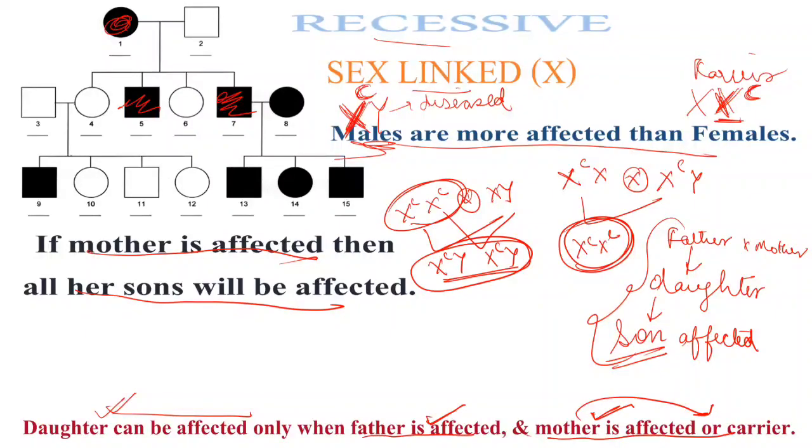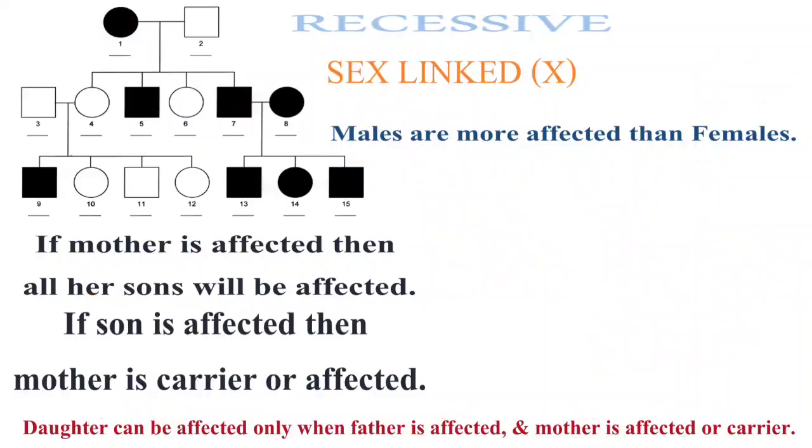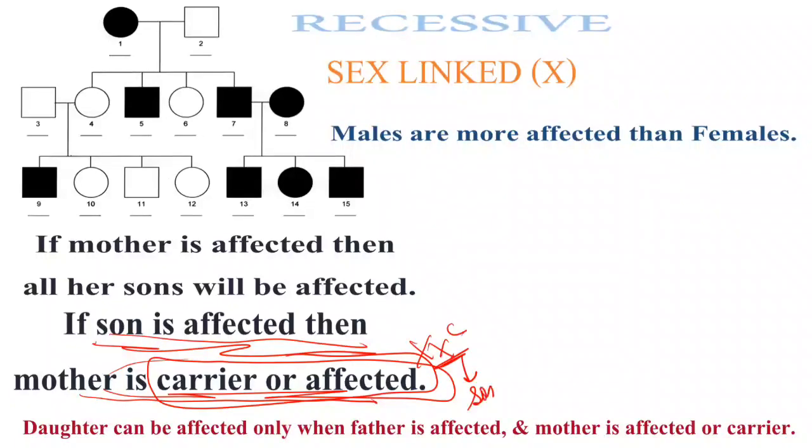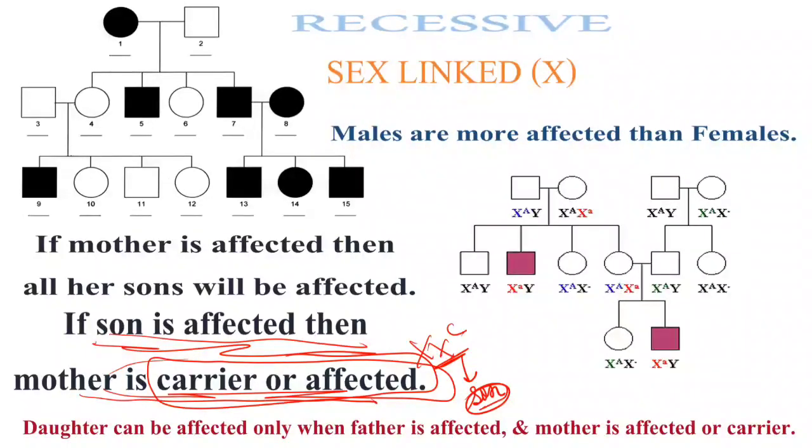So by seeing this simple thing, you can find out that the recessive condition is present and it is sex-linked. The next point is if a son is affected, then the mother is a carrier or affected. Obviously, if the mother contains a recessive chromosome, then only she will be able to pass it to the son and the son can get the disease. So from these golden points, you can find out that the recessive X-linked condition is present.